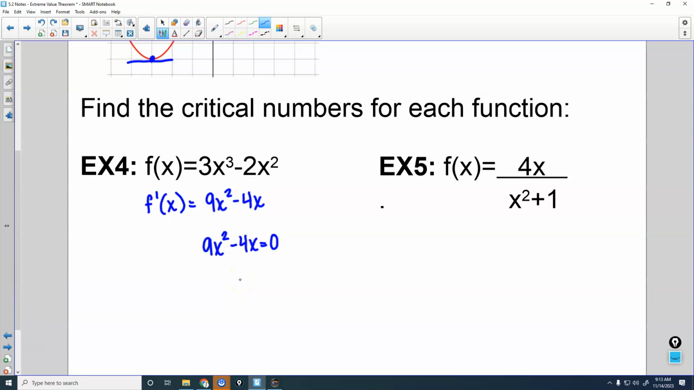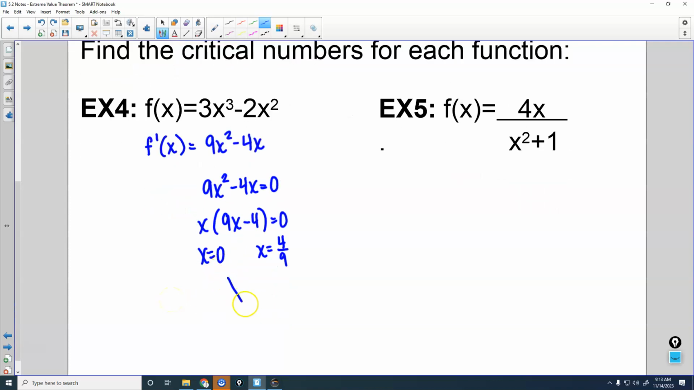And we did something similar to this on the warm-up. How did I solve that? Pull out an x. 9x minus 4 equals 0. So we'll get x equals 0 and x equals 4/9. You guys okay with me shortcutting that there? All right, and these two right here are our critical numbers.